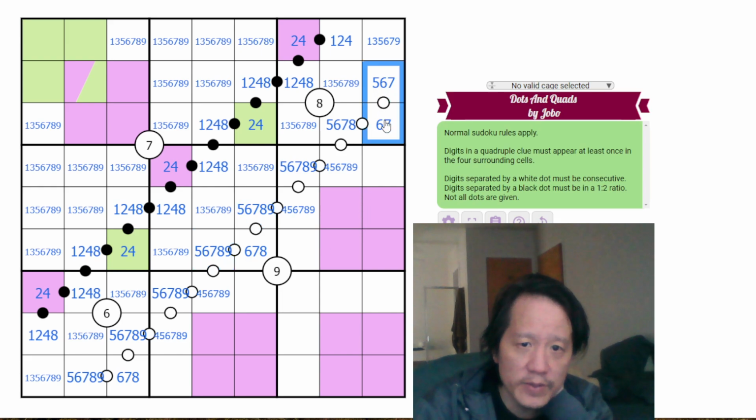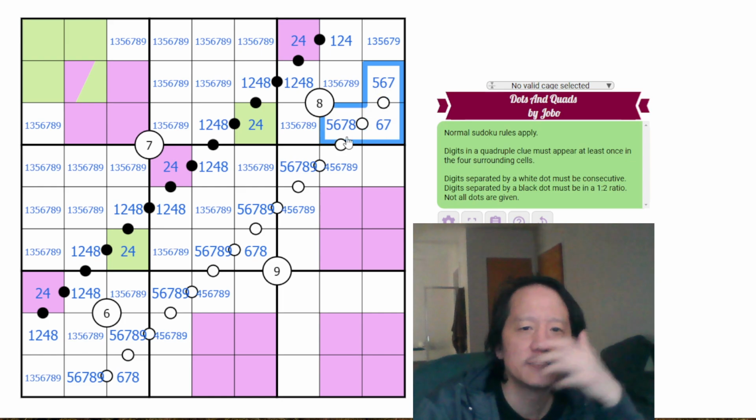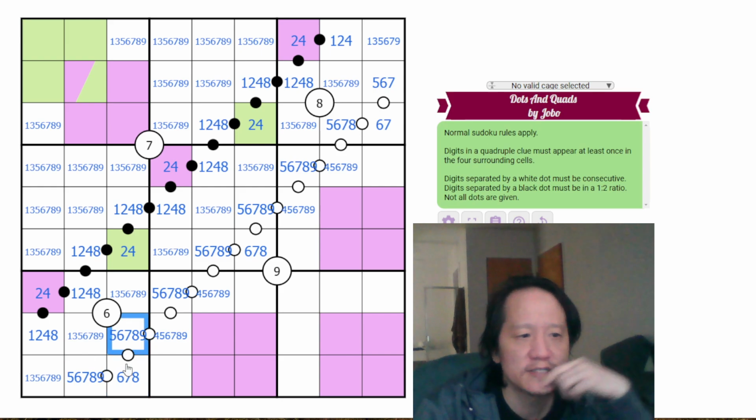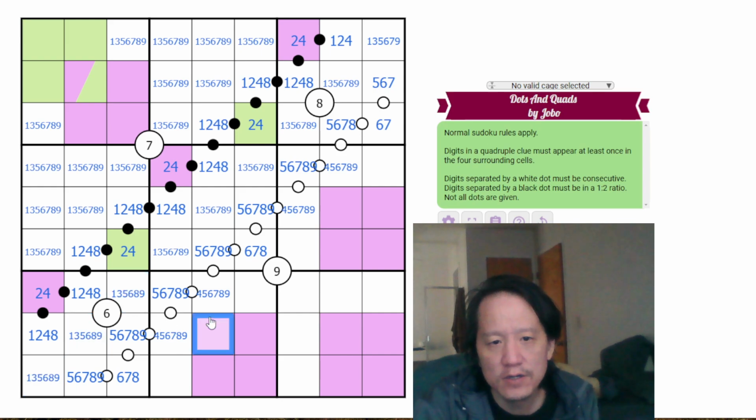So, what does that mean? This must contain a 6 and a 7. Okay, so this must contain a 7, right? You have either 5, 6, 7, 6, 7, 8, or 7, 8, 9. So 7 cannot be here. This also must contain a 6 or must contain a 7, right? 5, 6, 7, 6, 7, 8, or 7, 8, 9. And this can't be 7 either. So that's the same thing there.